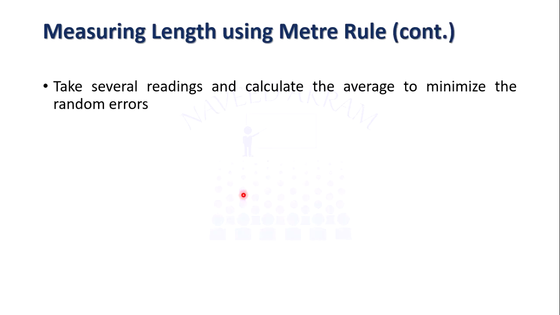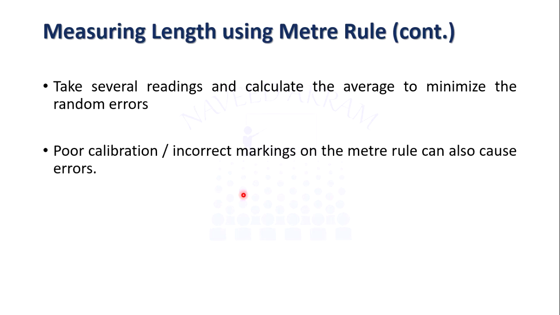The third point is that you have to take several readings and calculate the average to minimize the random errors. And the fourth point is the poor calibration or incorrect markings. These meter rules, especially the wooden and plastic meter rules, are very cheap. The reason they are so cheap is that the accuracy of their markings is not very good. Because of that, your reading can differ.